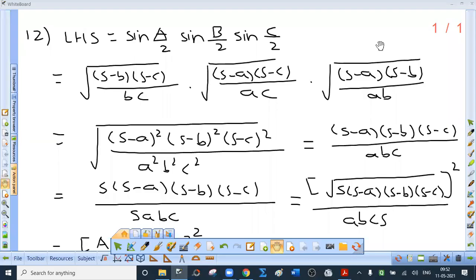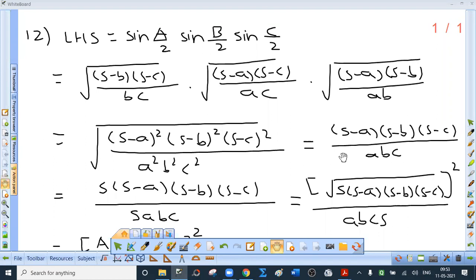Sum number 12. In triangle ABC, prove that sin A by 2 into sin B by 2 into sin C by 2 is the square of the area of triangle upon ABCS. We begin with LHS. Put for sin A by 2, sin B by 2 and sin C by 2. You will notice that it is just S minus A, S minus B, S minus C upon ABC.